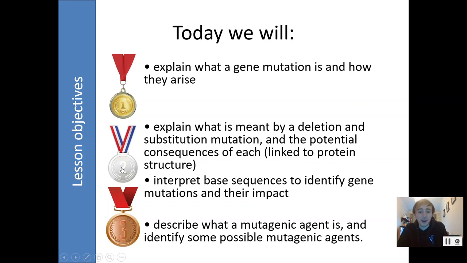And at the end of that, we're then going to describe what a mutagenic agent is and identify some possible mutagenic agents. And this is all on the syllabus. These are all things you need to know for your A-levels. This will become very relevant when you go on to do some work on cancer with your other teacher. You may already have done that, in which case you can apply this to that lesson.